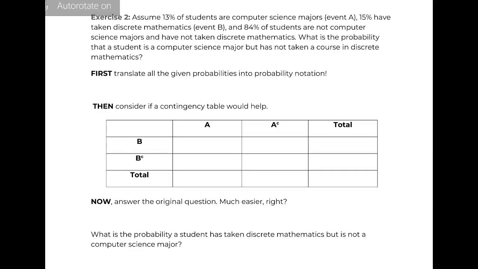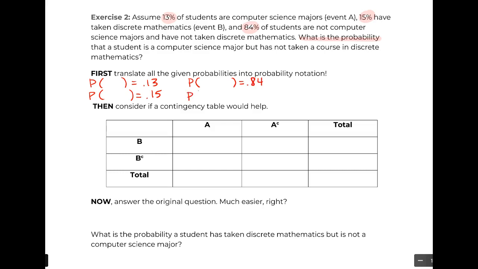Right, so let's see our contingency tables in action and when they're useful and what they can do for us. We have an exercise here, and the first thing I want you to do is to translate all the given probabilities into probability notation. Just glancing through, we can see we have 3 different probabilities that are given and 1 that we're looking for. So I'm going to go ahead and set you up with these little empty probability notation pieces.